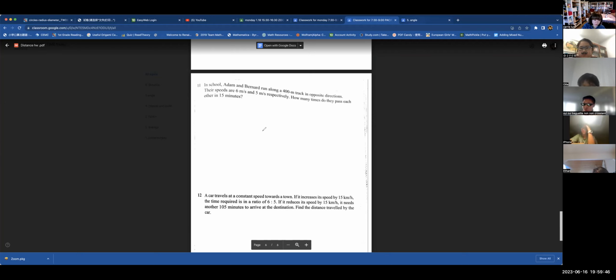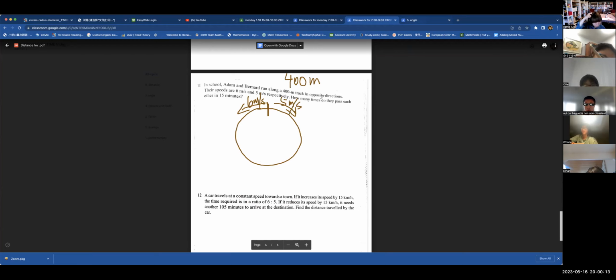Okay, so first of all, 这是一个什么? It is a circle one, okay? It's a circle one. They meet each other, so Adam is going this way and Bernard is going this way, okay? So the total track is 400 meters and Adam's speed is 6 meters per second and Bernard's is 5 meters per second. And how many times do they pass each other in 15 minutes?